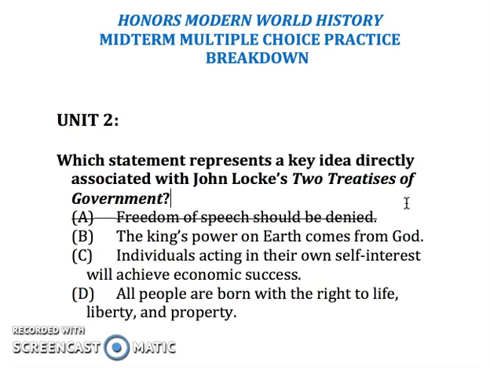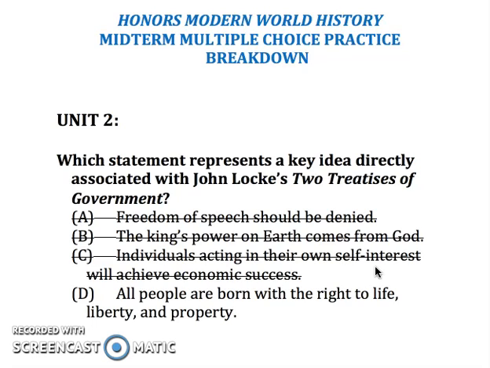Let's take a look at B. The king's power on earth comes from God. John Locke absolutely would not believe that. He would say that the king's or the monarch's power should be limited. So he would reject the idea of absolute monarchy, of divine right of kings. All right, C, individuals acting in their own self-interest. So when people only care about themselves, they will achieve economic success. That's not really Locke. If anything, you might associate something like that with Adam Smith.